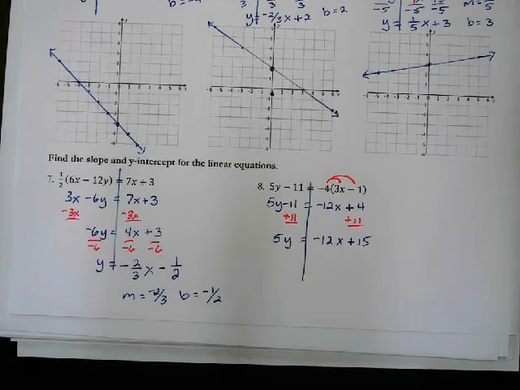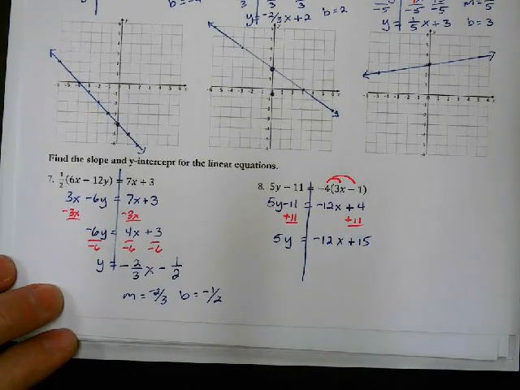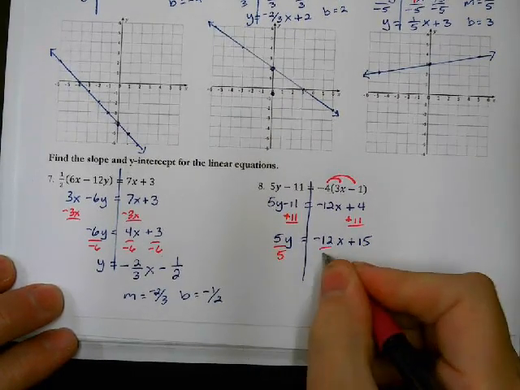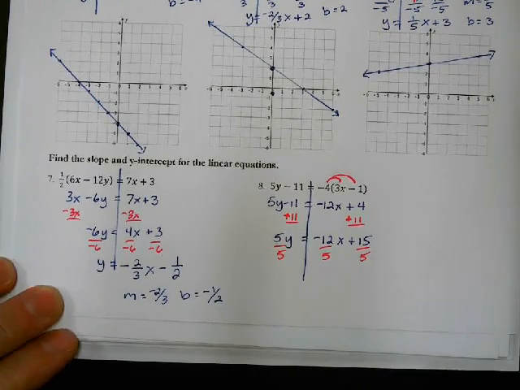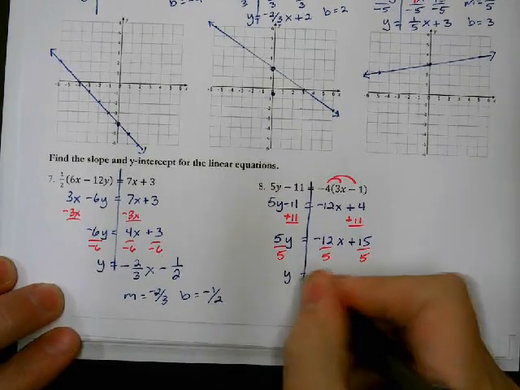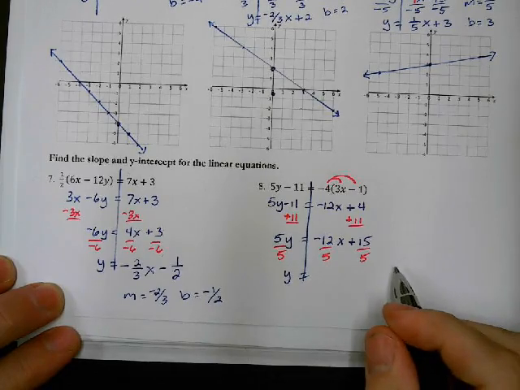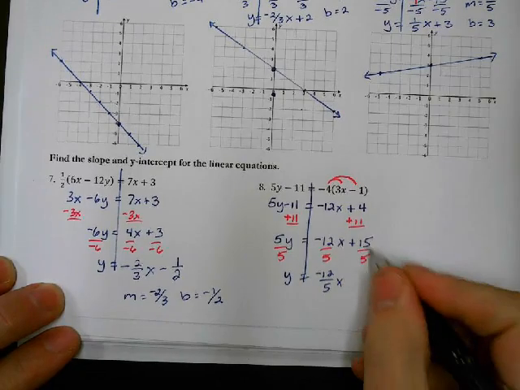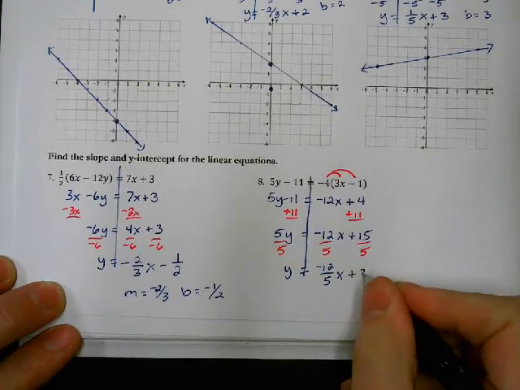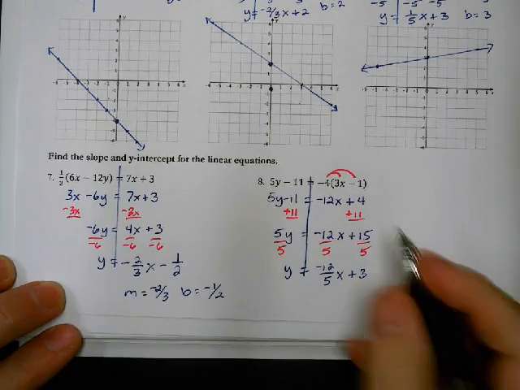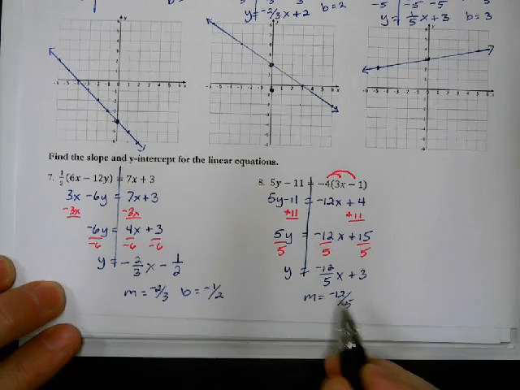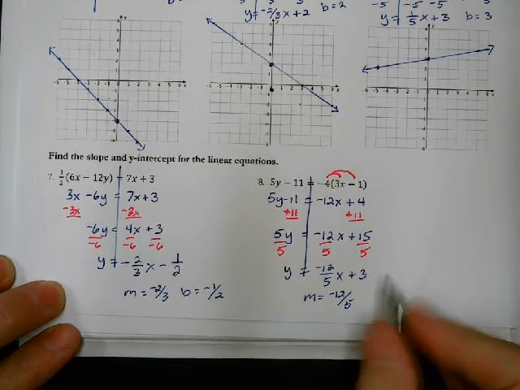Oh, dear. All right. Almost there. Divide by 5. Divide by 5. Divide by 5. Y equals, that's not going to reduce, negative 12 over 5x. 15 divided by 5. Oh, that does reduce. 3. What's my slope? Negative 12/5. That means I'm going to go down 12, right 5. Doable. What's my y-intercept? It's 3.